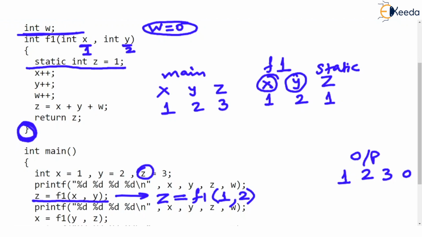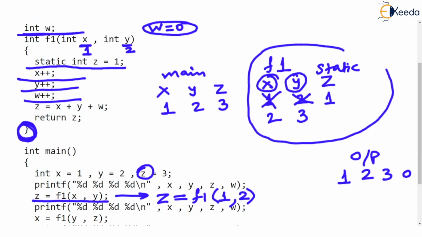Okay. The next line is x plus plus, y plus plus, w plus plus. In f1, we are increasing x. In f1, we are increasing y. And in f1, we are increasing w. There is no w in the scope of f1. But there is a global w. So global w will get increased by 1.